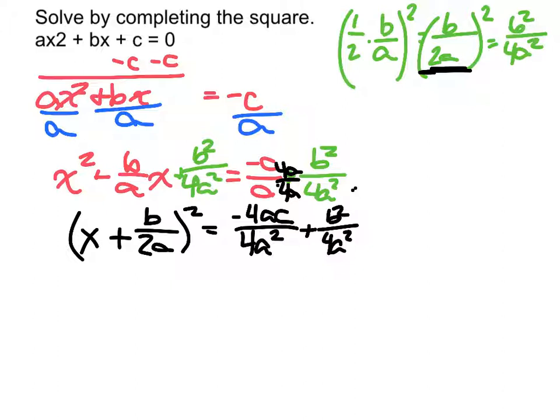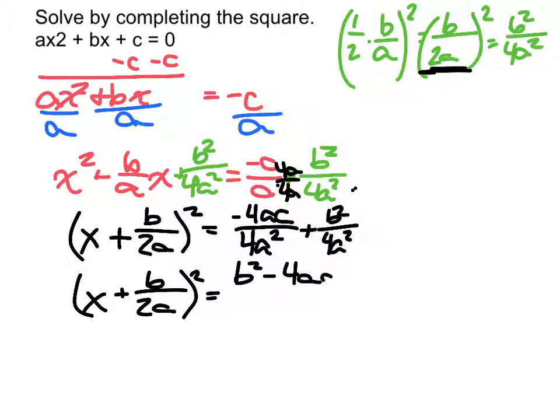And let's combine those now. So I'll rewrite this over here: x plus b over 2a, quantity squared, equals, and then when I add the fractions, if you remember, I just add the top, so I'll rewrite this so that the b squared comes first, b squared minus 4ac all over 4a squared. Okay? The next step that we're going to take is to square root both sides. So let's square root both sides.